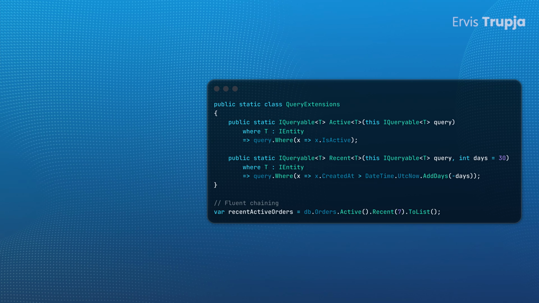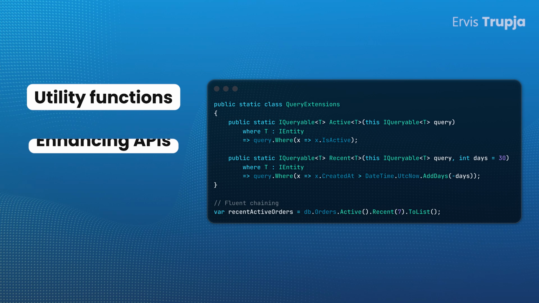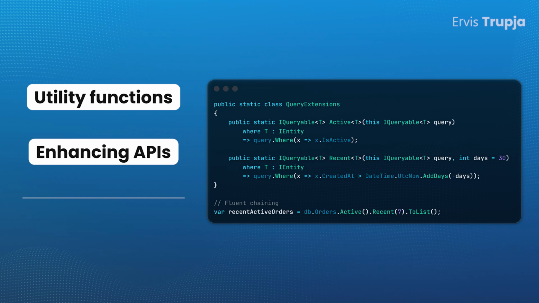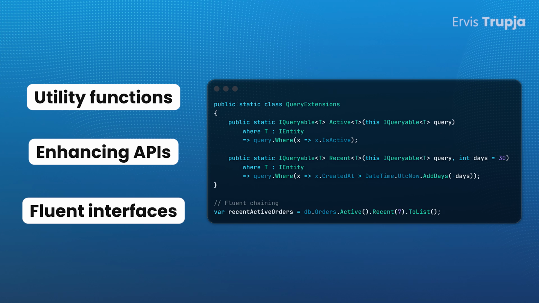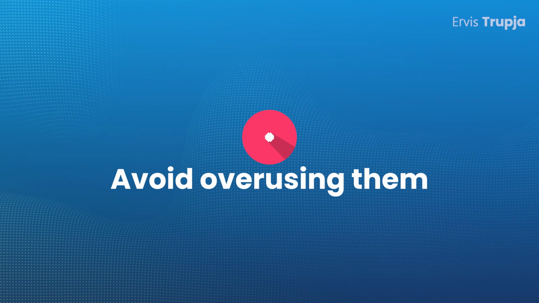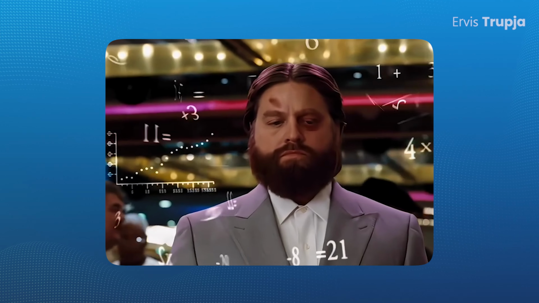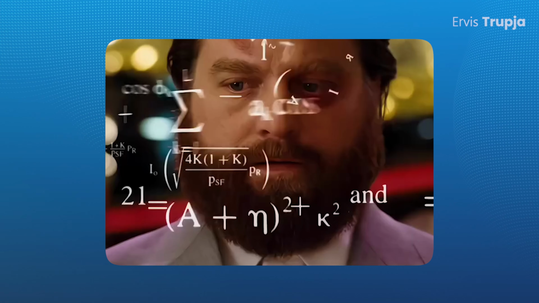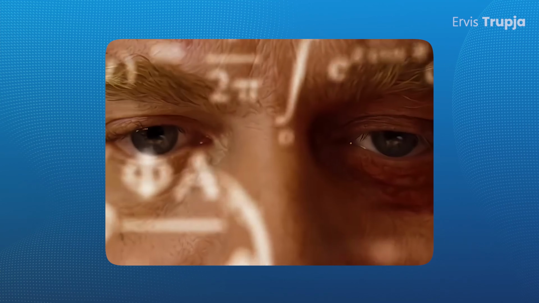Use extension methods for utility functions, enhancing existing APIs, or creating fluent interfaces that chain naturally. Keep them focused and domain-specific. Avoid overusing them because too many extensions across different namespaces can confuse maintainers about where the methods come from.